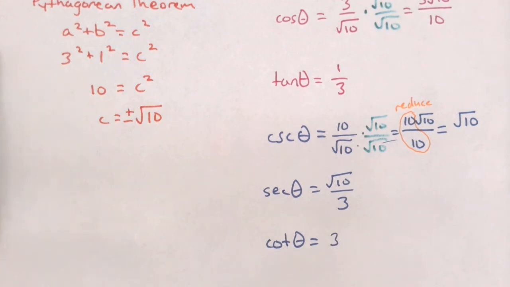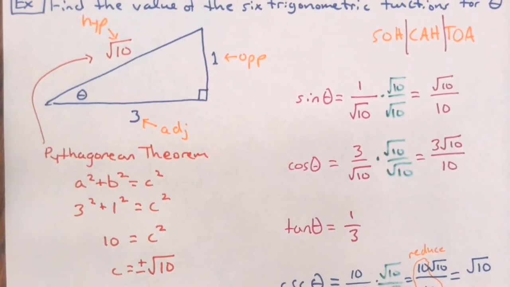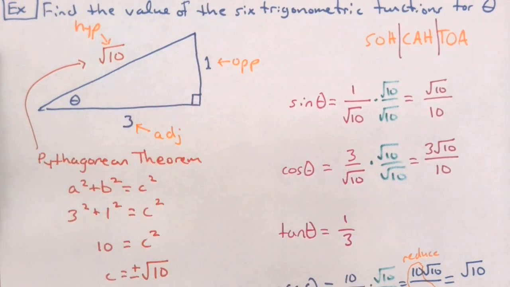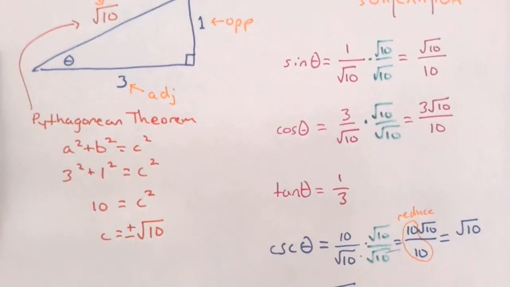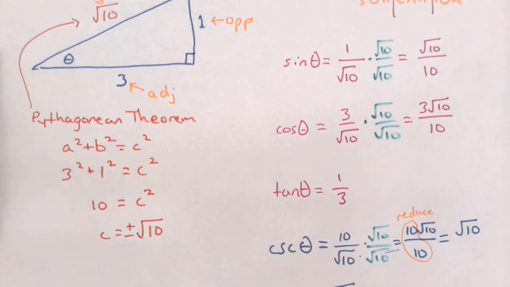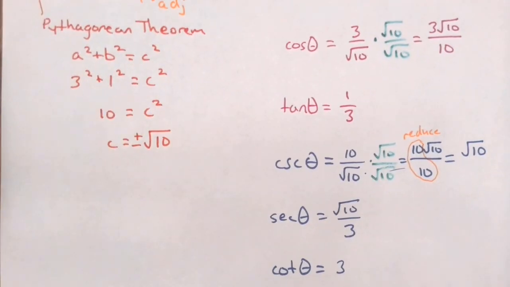So we were asked to find the 6 values for our 6 different trigonometric functions for this problem. In the original problem, we only had 2 of the 3 sides in a right triangle, so we needed to use the Pythagorean theorem. And then from there, use SOHCAHTOA to come up with our main 3, and then flip those over to get our reciprocal trigonometric functions.